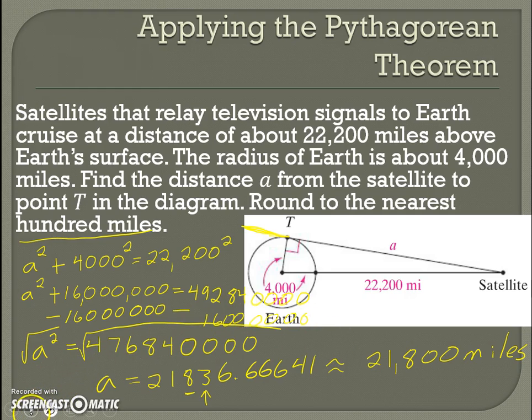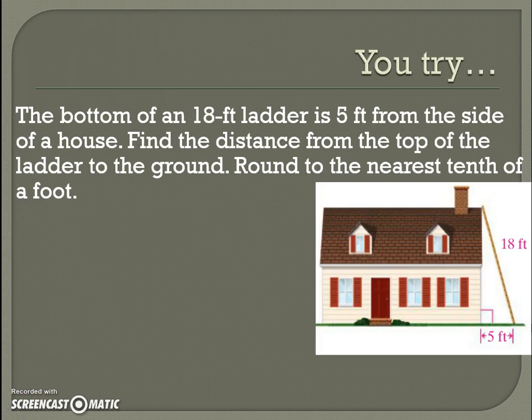Here's one for you to try. Take a moment and do this one on your own. And hopefully when you're done, you found that the height of the house is 17 3/10 of a foot when you round correctly. And if you didn't get that, go back and try to find your mistake.